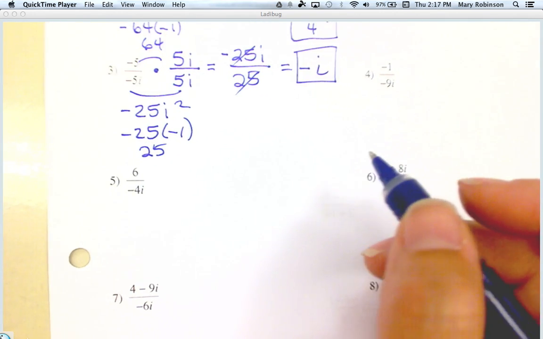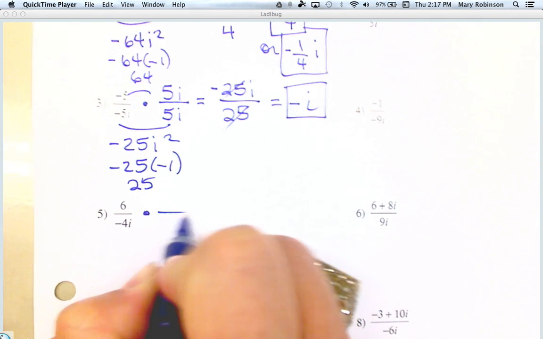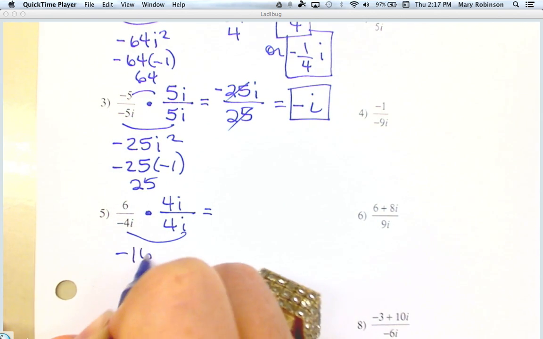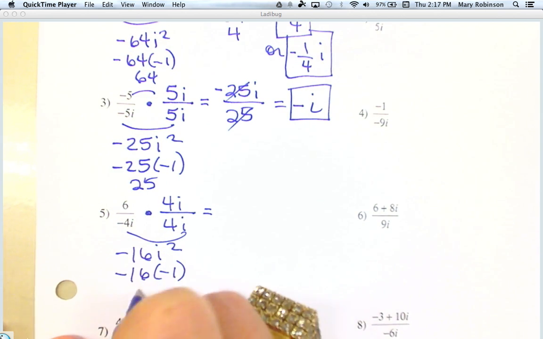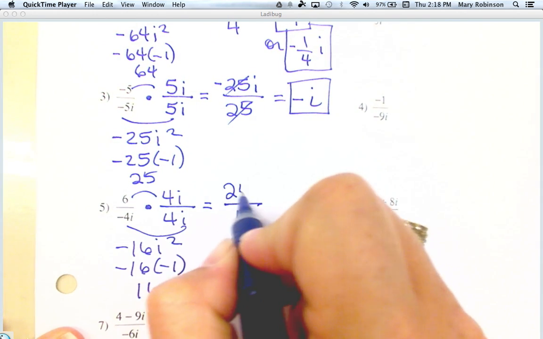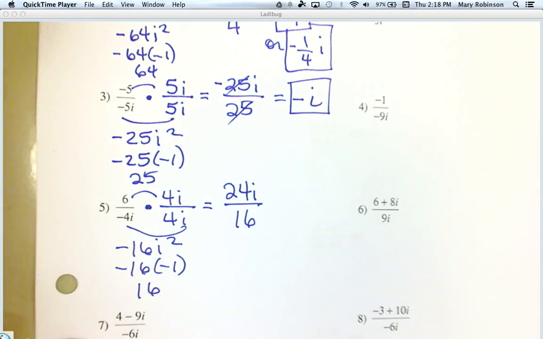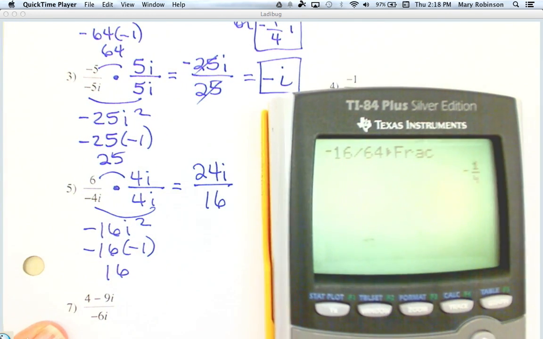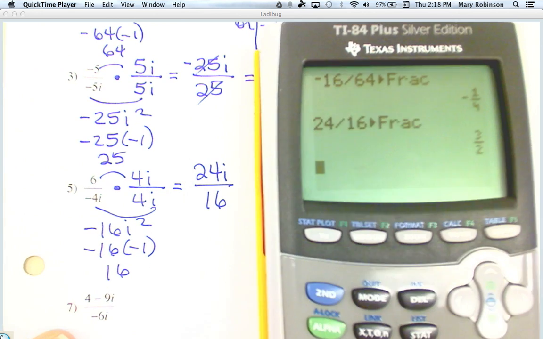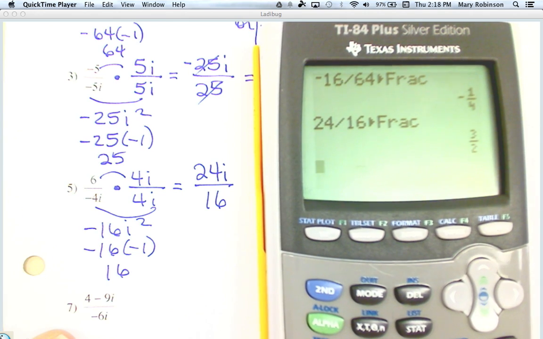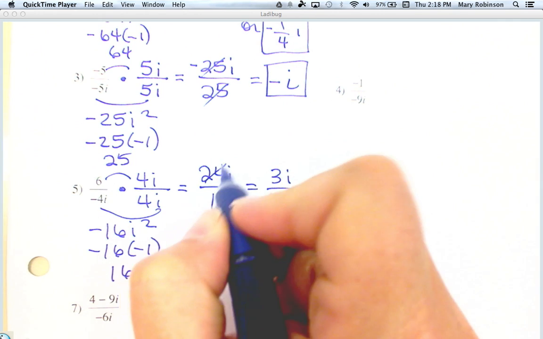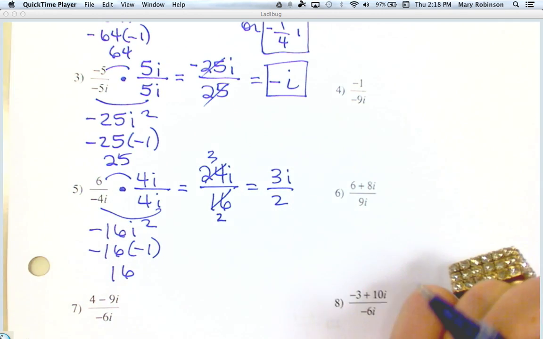I really don't care which one of these you use, by the way. All right, for number 5, using a conjugate of +4i, when we multiply this, we'll get a 16 on top, 24i. They're both divisible by a common factor of 8. If we type that in, 24 divided by 16, math, enter, we get 3/2, 3 on top and 2 on the bottom. So 8 goes into 24 three times, and into 16 two times.